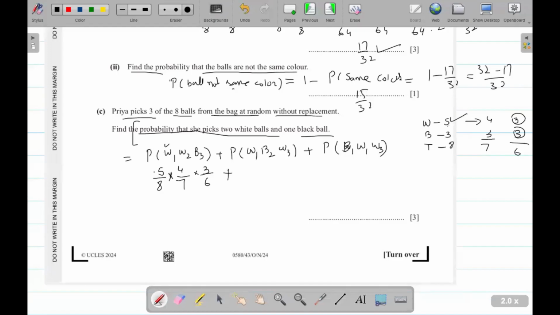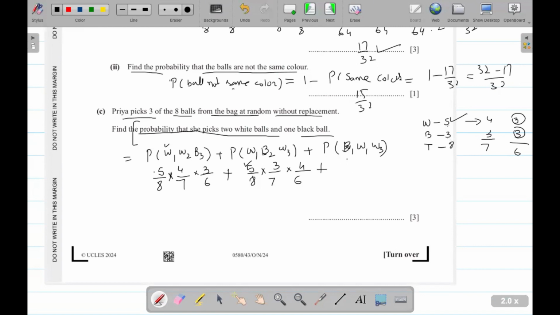And next, the probability of a white ball: if we pick a white first ball, this will be 5 out of 8 and the remaining balls will be 7, and we pick a second ball that is black. Here the black balls will be 3, therefore 3 out of 7. And next, if the third ball is white, the remaining balls will be 6. One white ball was already picked and we do not replace it, therefore the remaining white balls will be 4. We write 4 out of 6. And next here is the probability of the black ball.